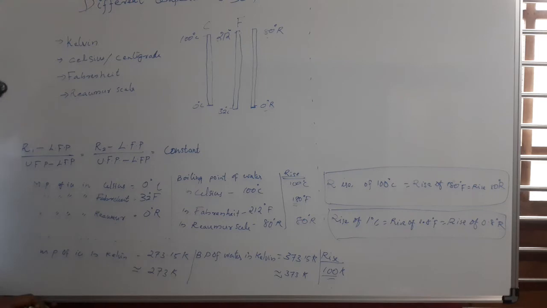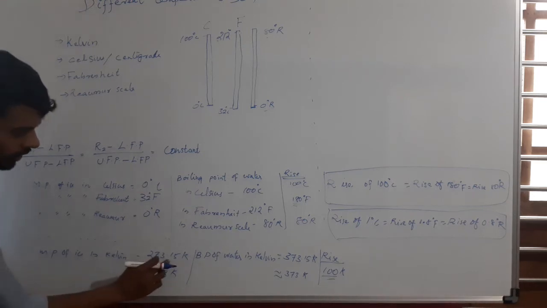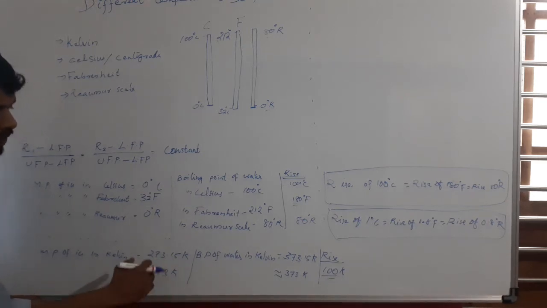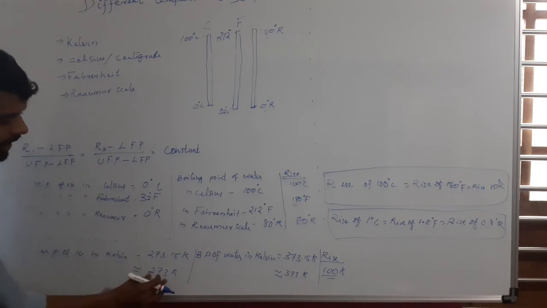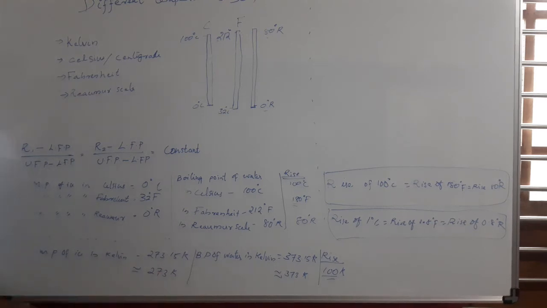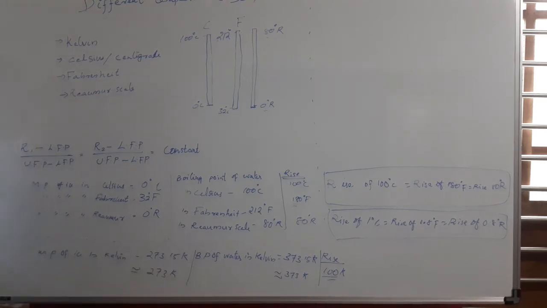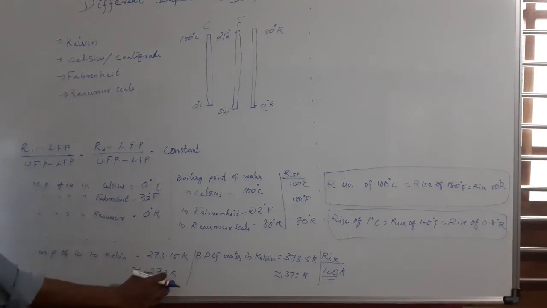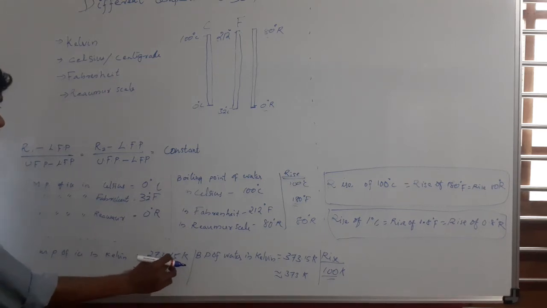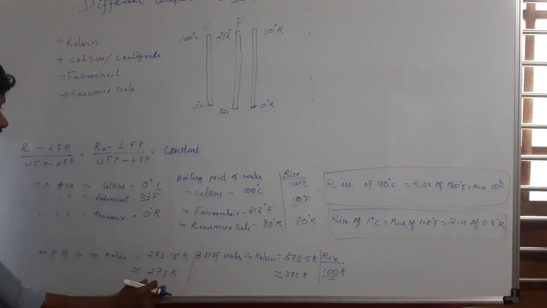273.15 Kelvin, where this 0.15 sometimes we neglect, and we may say 273 Kelvin. We also sometimes say 273 Kelvin for calculation purposes. Sometimes we omit the 0.15 and we just write it as 273 Kelvin.